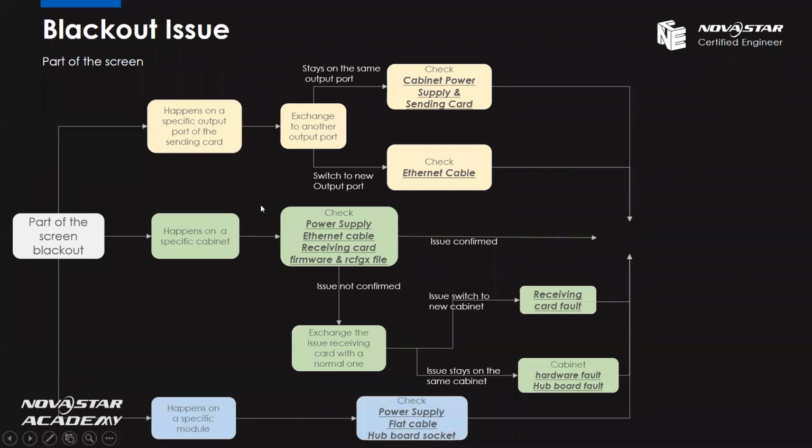Okay, and the third situation, if part of the screen blackout issue happens on a specific module. We need to check the power supply, the flight cable, and the hub board socket and get the solution. Okay, after all these points are checked, we can get the solution, and then the issue can be solved.